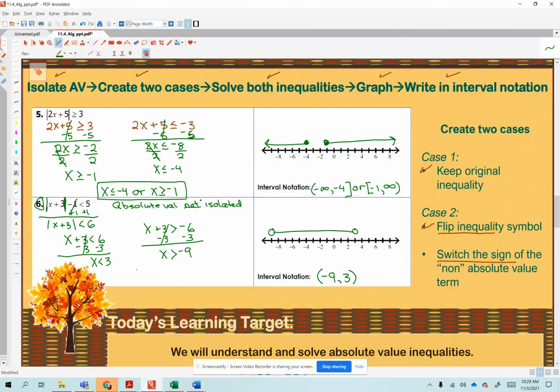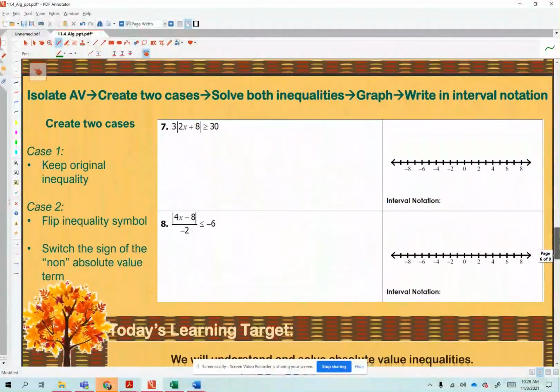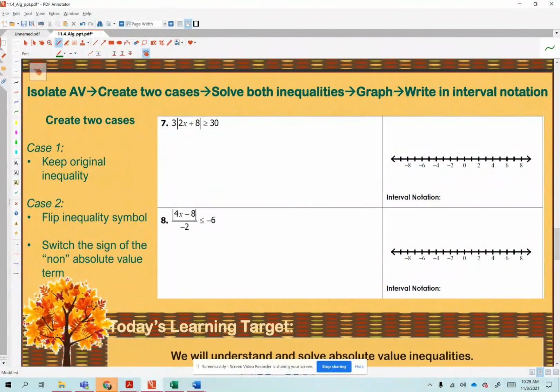And we'll write our answer, negative 9 is less than x, and x is less than 3. Okay, let's move on. Doing good. Remember, 4 steps. Isolate absolute value, create two cases, solve both inequalities, then you're going to graph, excuse me, students, and write your answer in interval notation. So we're on number 7.